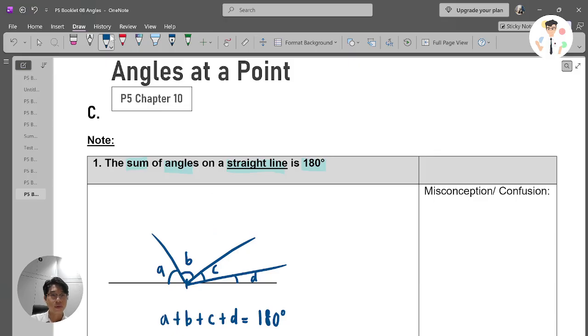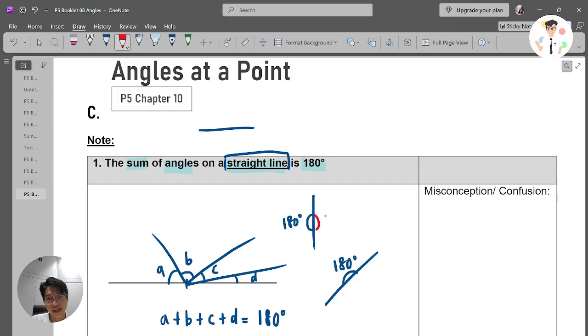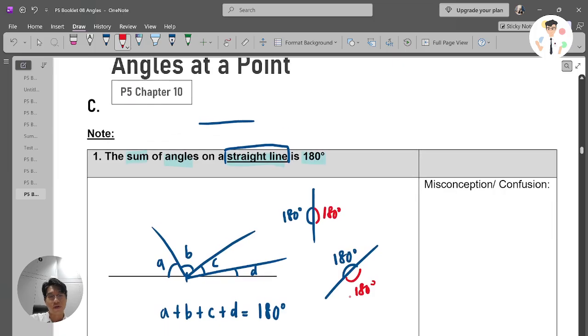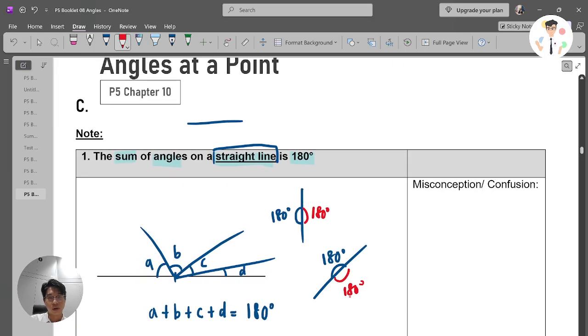The thing here is that it is one straight line, and this straight line doesn't mean a line like this only. It can be a straight line that goes like this. It can be a straight line that goes like this. Whatever it is, here is always 180. And of course, you should know that the other side is also 180. So that is the first very, very important point that you should know.